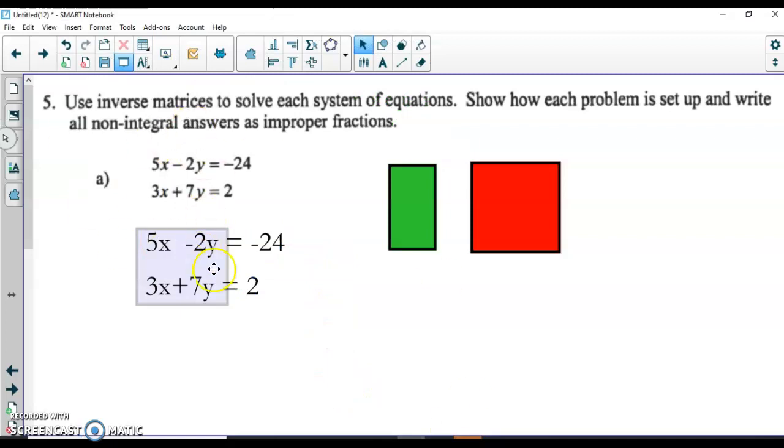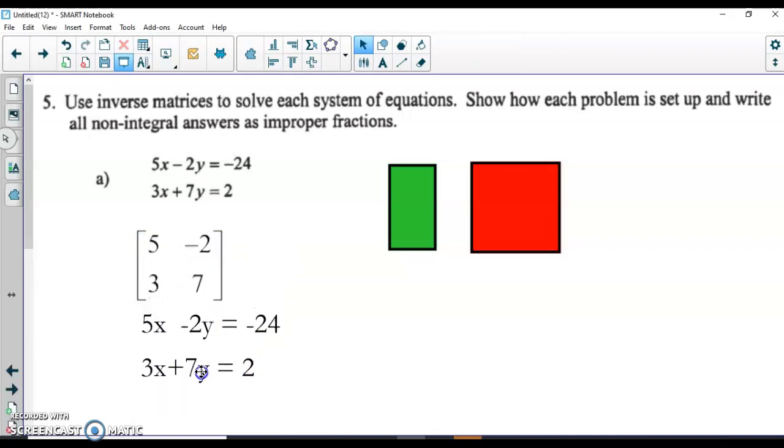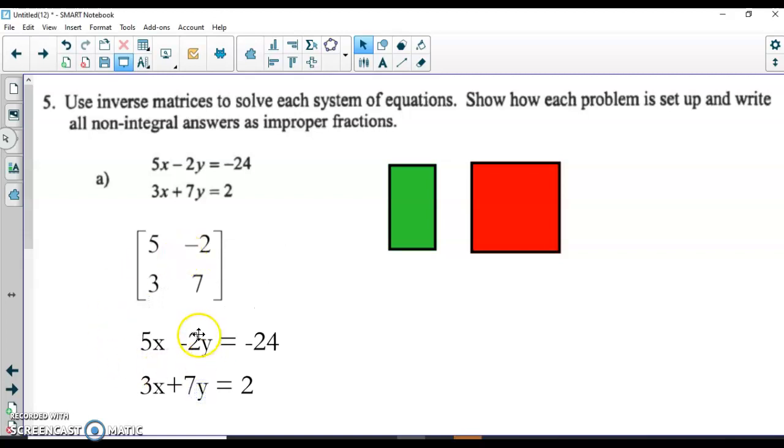So the first step in writing our system as a matrix is essentially just getting rid of the x and the y. I have the matrix already prepared below it, so I'm just showing you how they line up on top of each other. If I just slide the original equation away, the first matrix would just be the coefficients. Notice how they go linear.